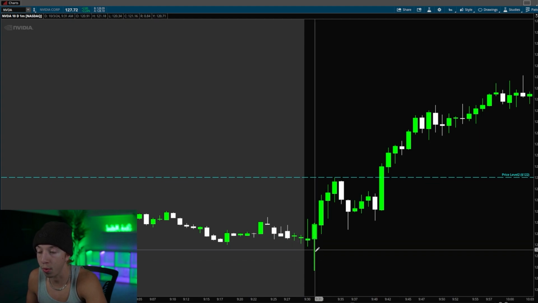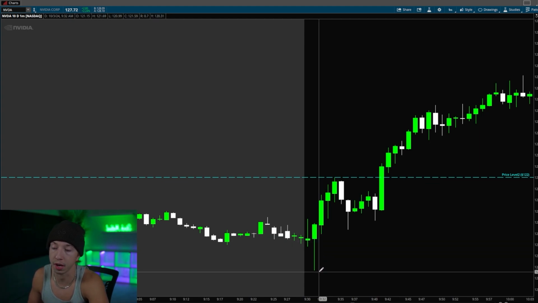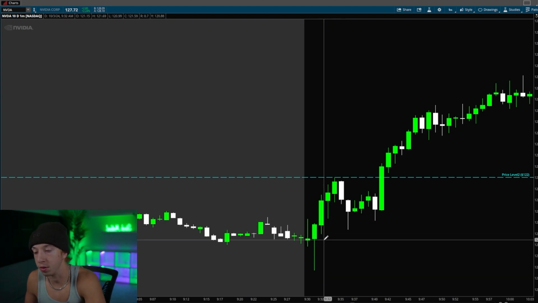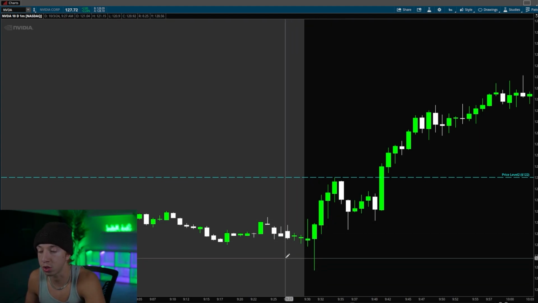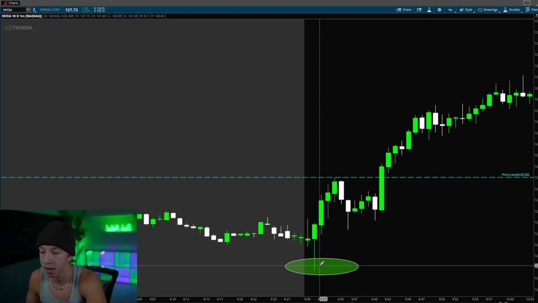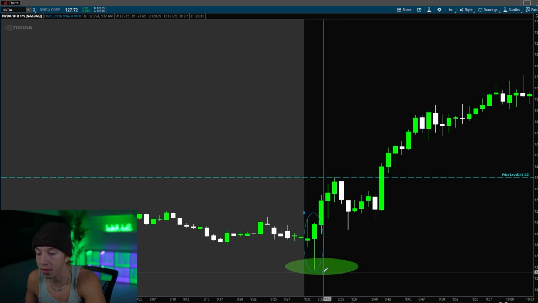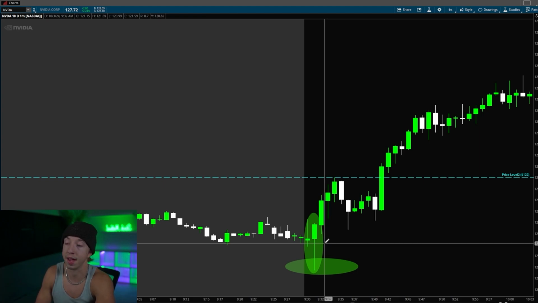Next thing you know, we went red, right? So we're like, okay, sellers are starting to come in. We're understanding previous price action. We're seeing it. Next thing you know, buyers are sweeping these sellers here, coming right back up, red to green, showing that there is buyers starting to come in that area.